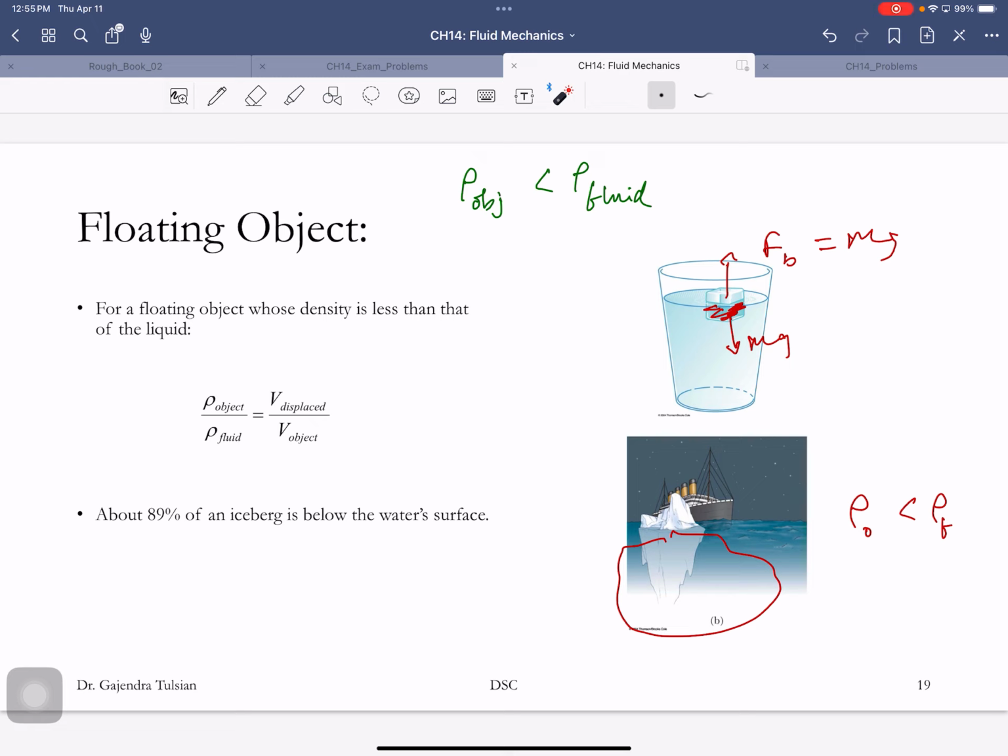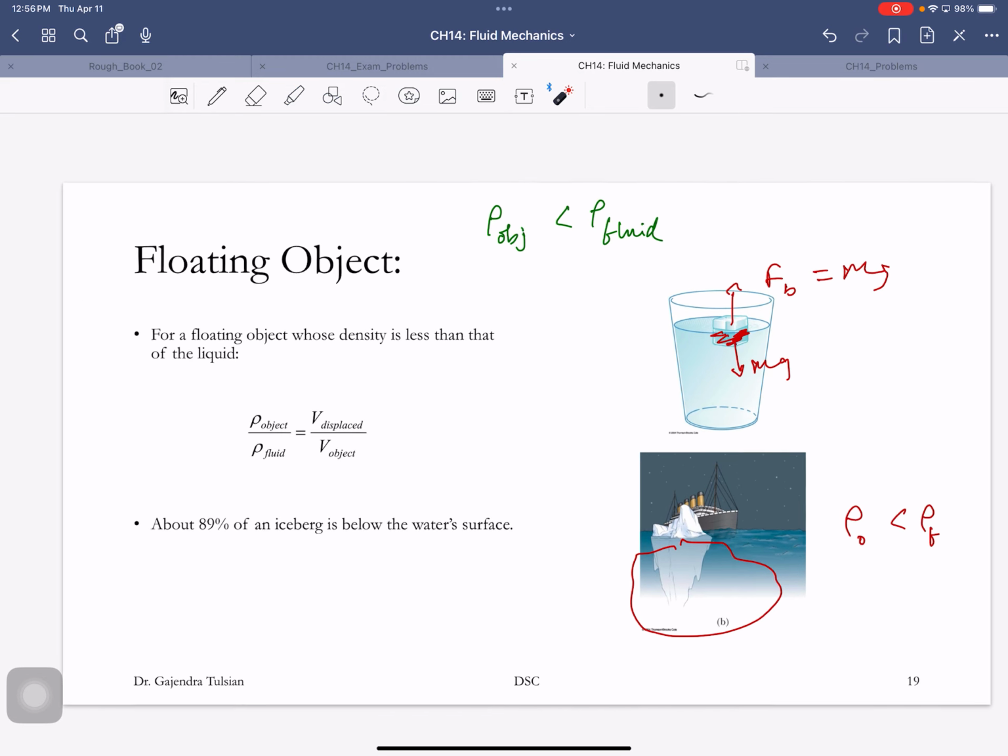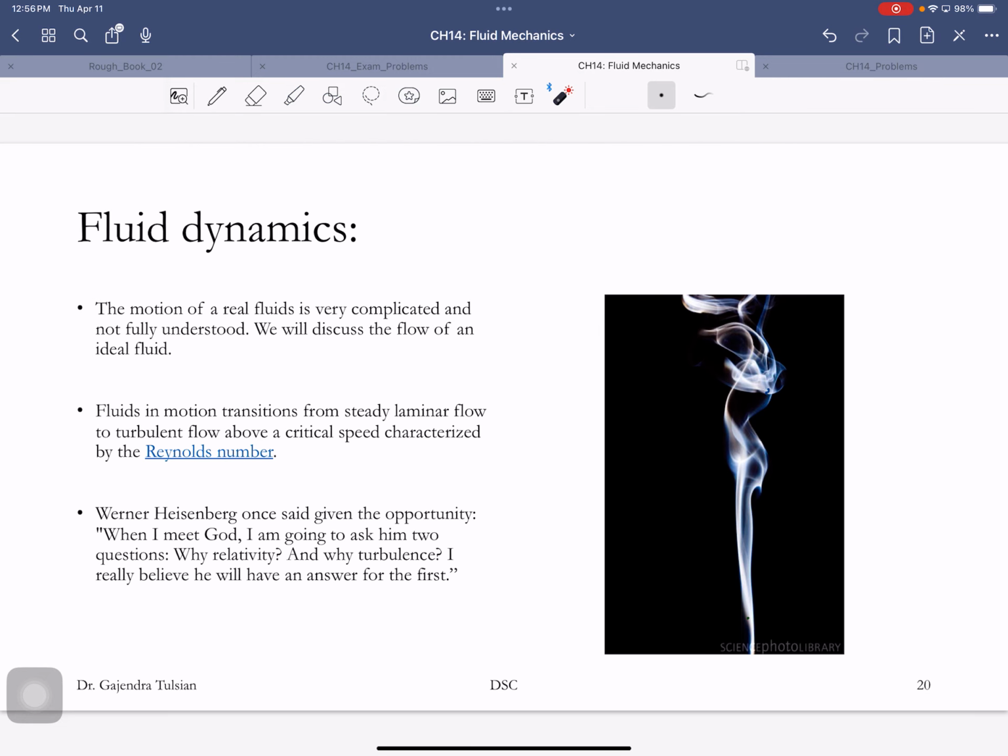So when an object is floating, for instance, this iceberg is floating, its density is less than the density of water. So the density of the object divided by the density of the fluid, this number, is less than 1. And that is equal to the displaced volume divided by the volume of the object, so that number is also less than 1. Again, for an object to float, its density has to be less than the density of the fluid. All right, so we had learned all of that last time.